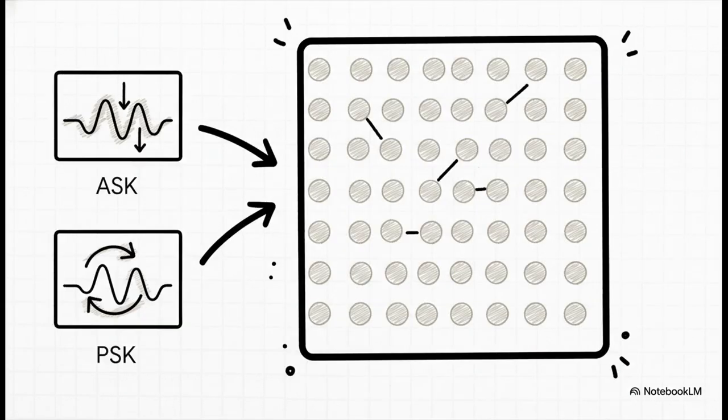But here's a thought. Why turn just one knob when you can turn two at the same time? Well, that's the whole idea behind quadrature amplitude modulation, or QAM. It cleverly combines changes in both amplitude and phase simultaneously. This lets us pack so much more data into every single signal, which is exactly why it's the dominant method for high-speed Wi-Fi and our cellular networks today.